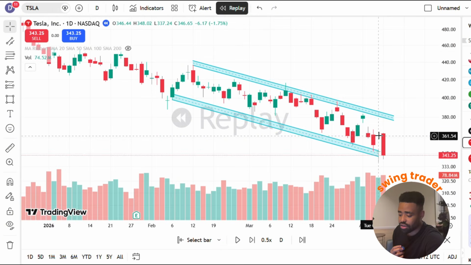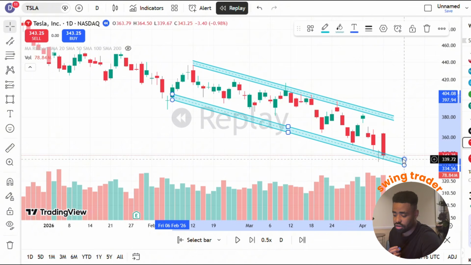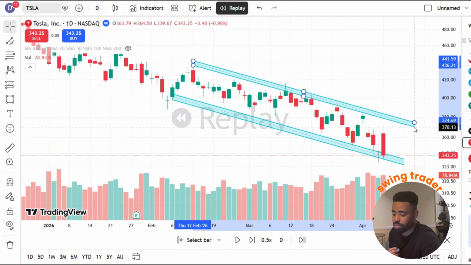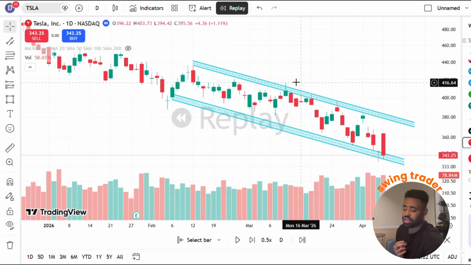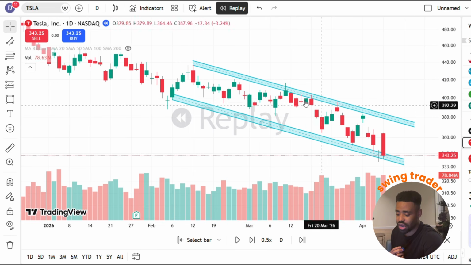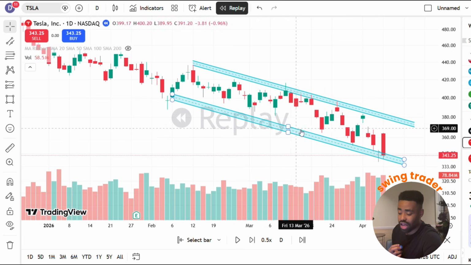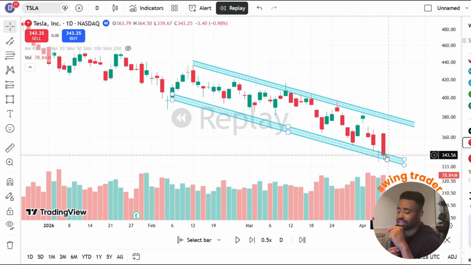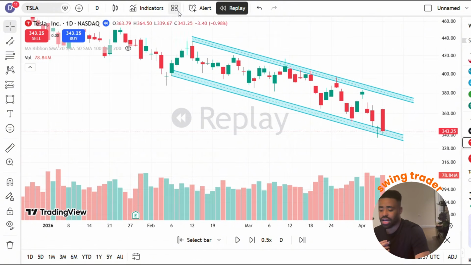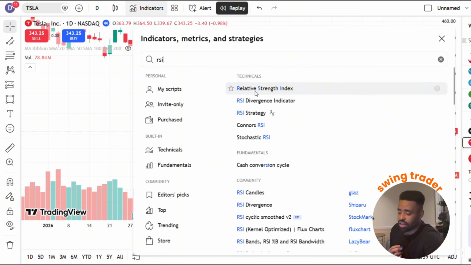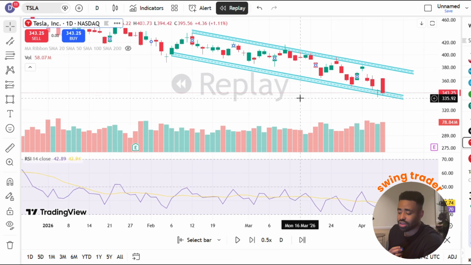At the bottom of this channel, that's where buyers usually step in, and that's where reversals start. And right here at the top of this channel, that's where sellers are stepping in and where price gets rejected. So every time price touches that lower trend line, we get the same reaction. It might not be automatic every single time, but over time it consistently leads to a move higher or move lower.